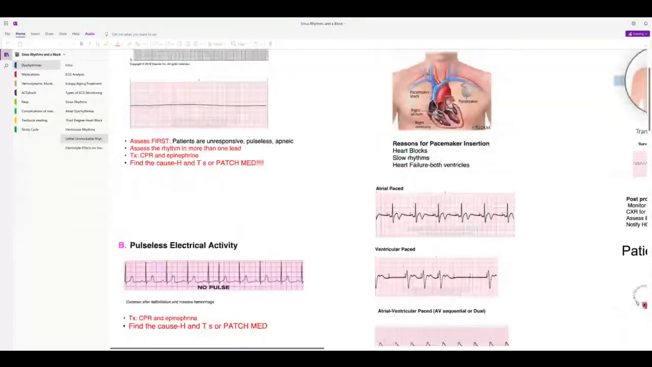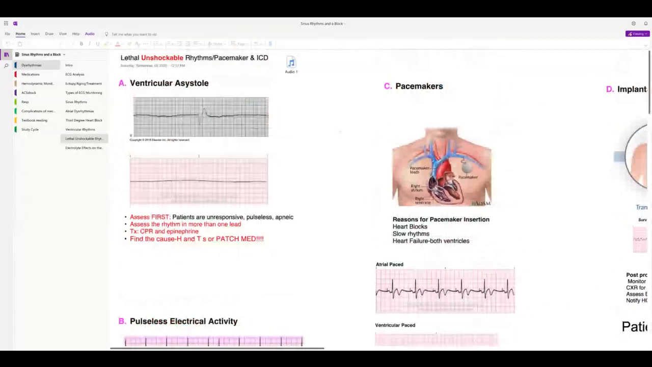Okay. Pacemakers. Now remember, pacemakers are the electrical treatment for brady dysrhythmias that are unresponsive to medication. So with sinus brady, you're always going to give atropine first if they're symptomatic. They usually respond to that. Pacemakers are usually for people with third degree block. Also, people with end stage CHF, where it affects both sides of the heart, may get a biventricular pacemaker.